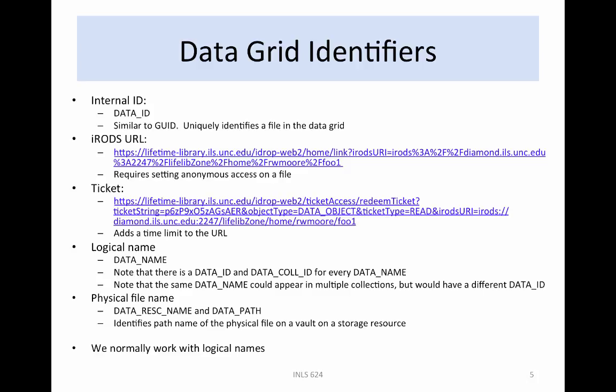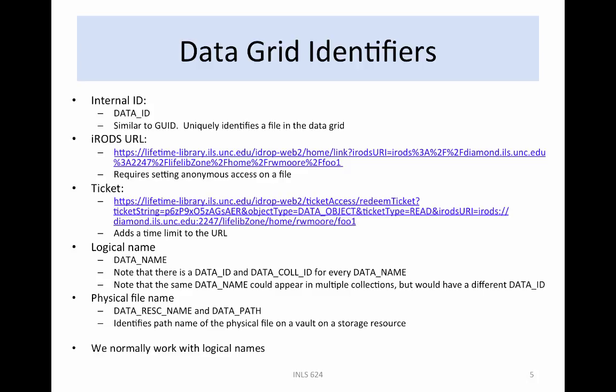This adds a time limit to the URL. Logical name. The combination of a data name, collection name, and zone name is a unique identifier for a file. There is a data ID and data call ID associated with every data name. The same file name can appear in multiple collections, but they would have different data IDs.